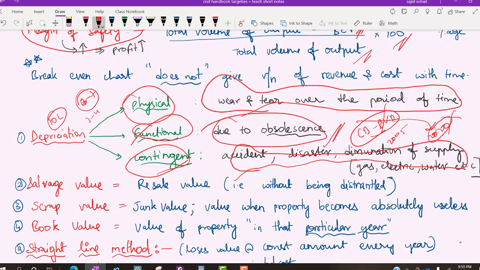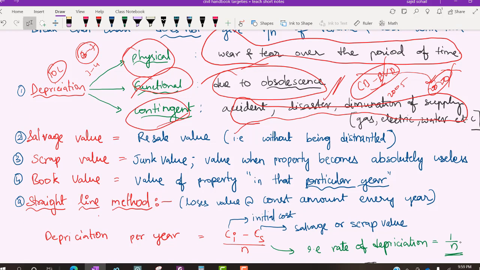समझ में आ गया? Next is salvage value. Salvage value means resale value. If you want to resell after any years, आपका यूज हो गया है, you want to buy something new or you are fed up with that, you want to sell it, the value whatever you are getting, the resale value, I am calling it as salvage value. Resale value को हम क्या बुलाते हैं? Salvage value.